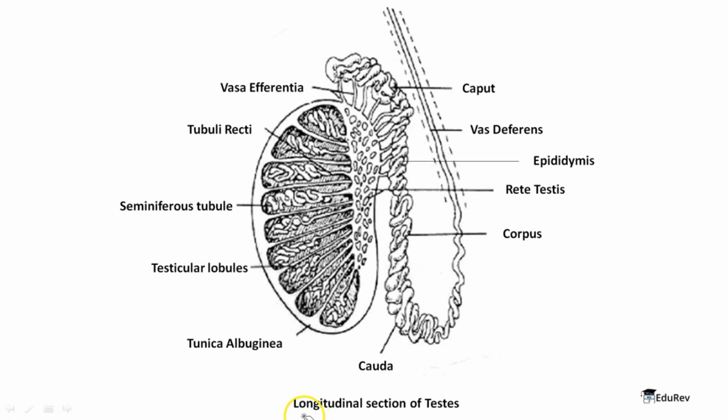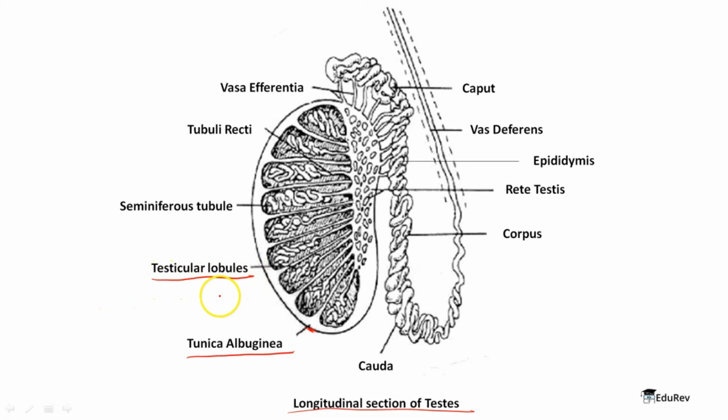Now let us study the longitudinal section of testis through a diagram which is given in the screen. The testes are surrounded by a sheath that is known as tunica albuginea. This is the sheath. The sheath layer invaginates inside the structure, giving rise to the testicular lobules. These are the testicular lobules.